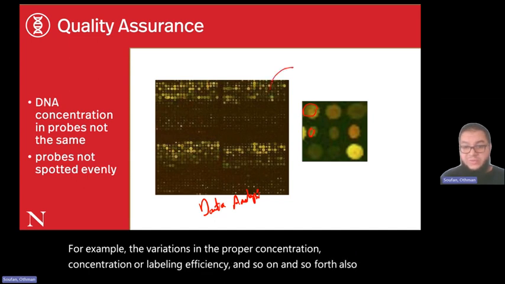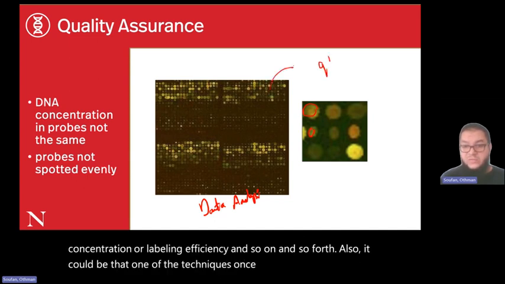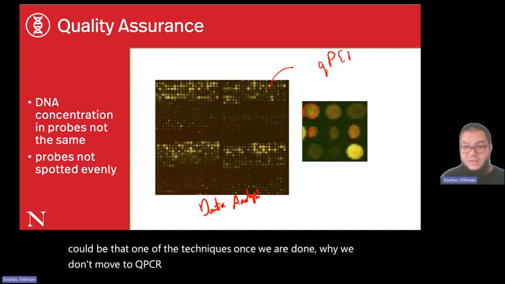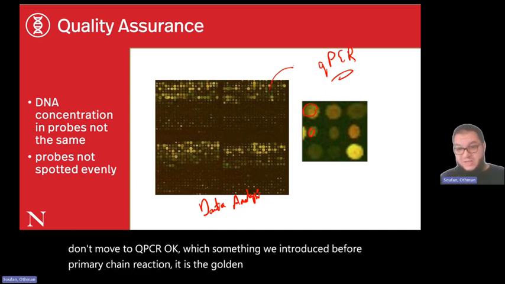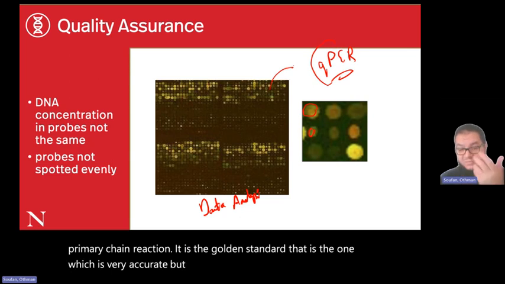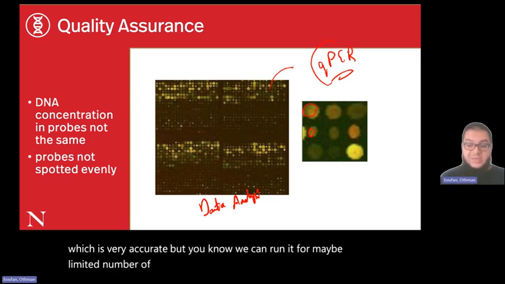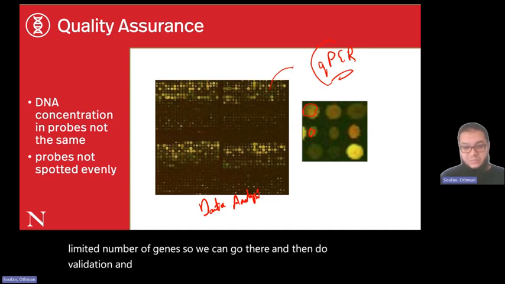Also, one of the techniques, once we are done, is to move to qPCR, okay, which is something we introduced before, polymerase chain reaction. It is the gold standard. That is the one which is very accurate, but we can run it for maybe a limited number of genes, so we can go there and do validation and so on and so forth.